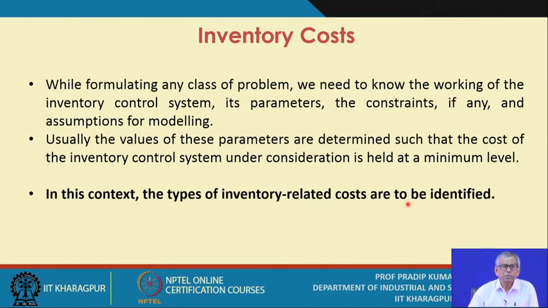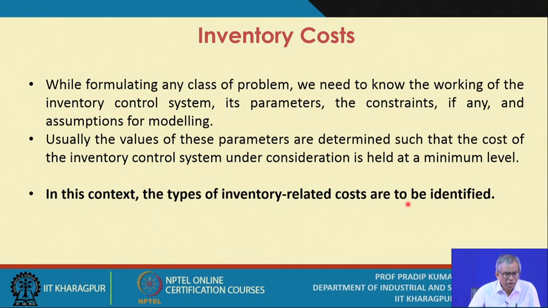Now let us talk about the inventory related costs. This is a very important issue, because while you formulate the problem and try to determine the optimal values of the decision variables, your objective, in the majority of cases, is the minimization of the total relevant cost. And when you write down the total relevant cost expression, you need to know what the different types of costs applicable in a typical inventory control system are.